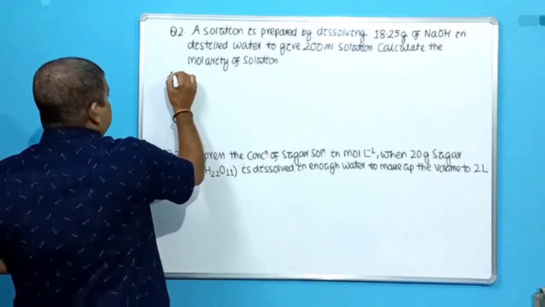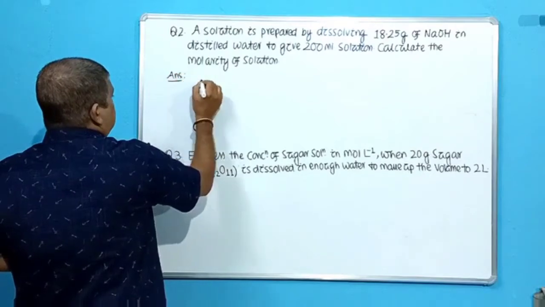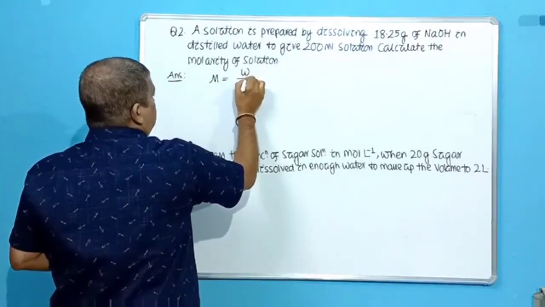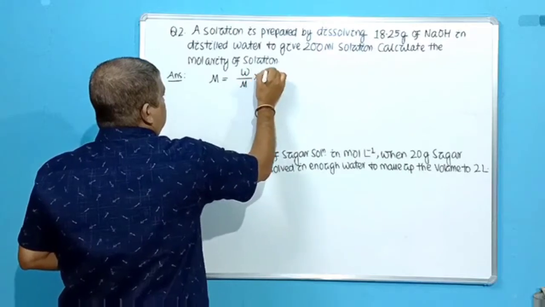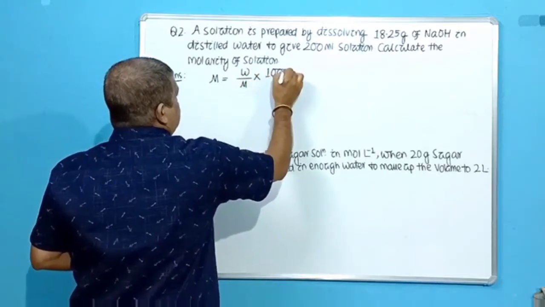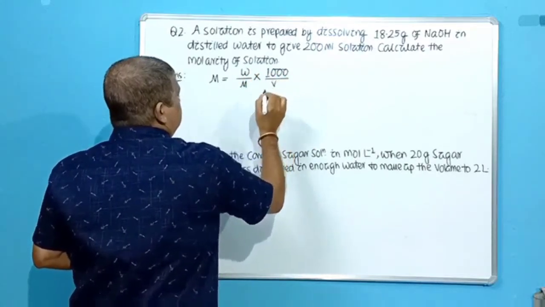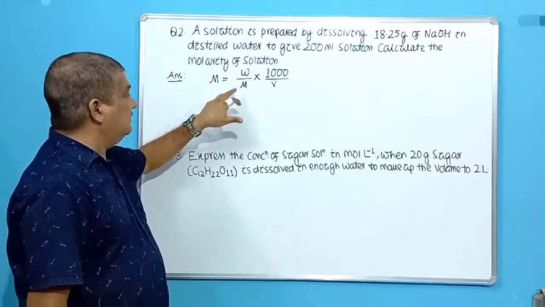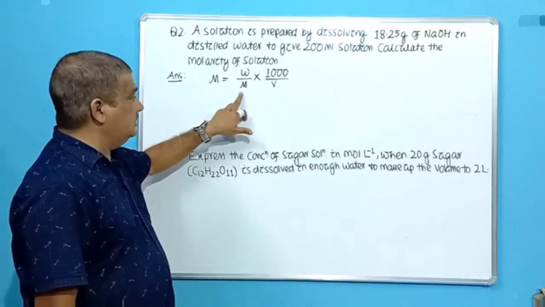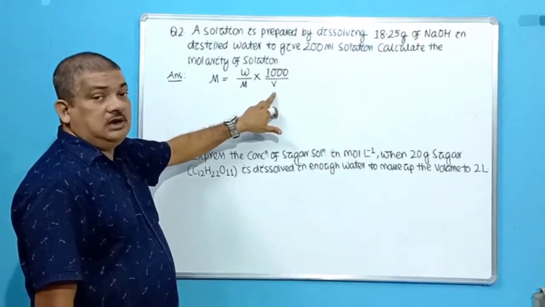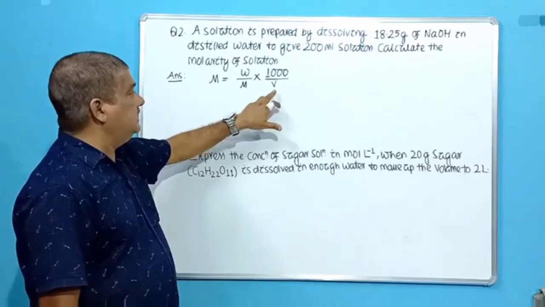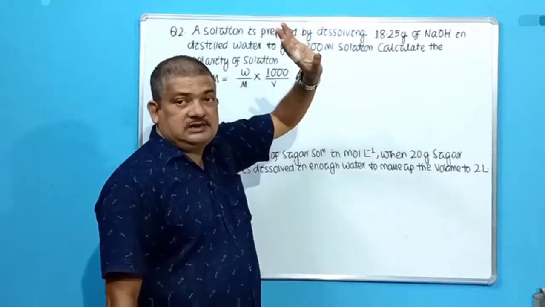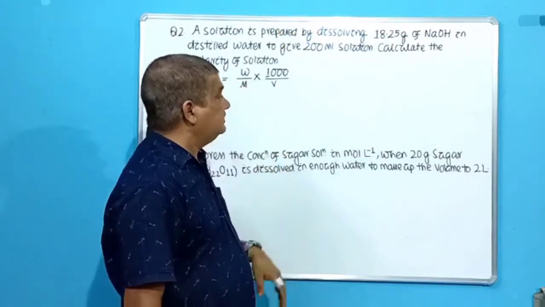So, how to solve it? We know that molarity is equal to W by M into 1000 by V. You know these terms. W means mass of the solute in grams, M is the molar mass of the solute, then V is the volume of solution in milliliter. Everything is given. So, what is the solute here? Sodium hydroxide is the solute.